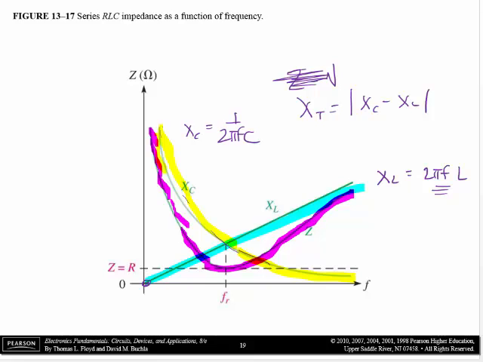So at resonance, Z total is at a minimum, and Z total equals R at resonance. And at all other frequencies off resonance, the total impedance of the circuit is greater than it is at resonance. So Z total is a larger number, means less current. Here it's capacitive on this side, because XC is greater than XL, and above resonance it's an inductive circuit.